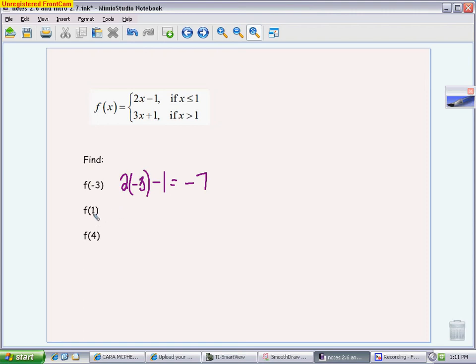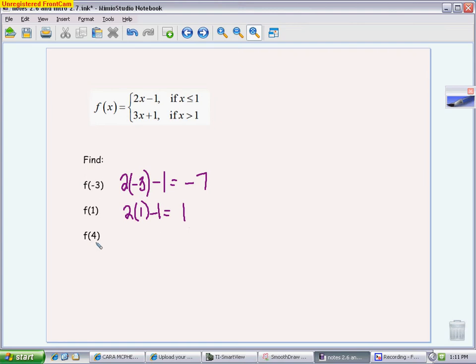The next one is 1. When you put 1 in, you're going to put it in the top equation, because this is the one where it says or equal to 1. You'll never have that or equal to in both places. If that's the case, then it's not a function anyway, because it would have two different outputs for one input, and that breaks all our rules of functions. So we're going to put 1 into the top equation, so it's going to be 2 times 1 minus 1, which is 2 minus 1, which is 1.